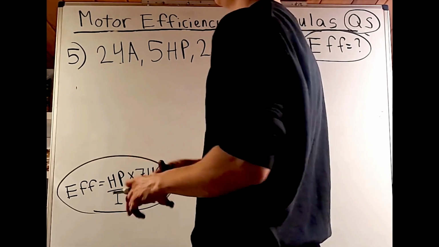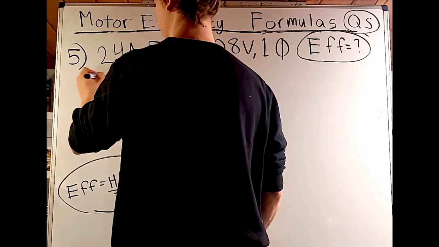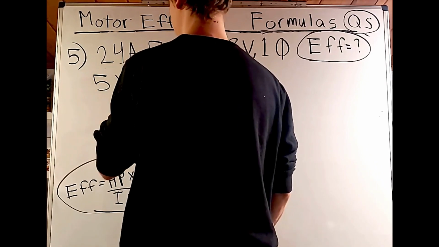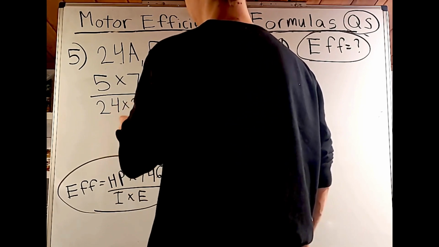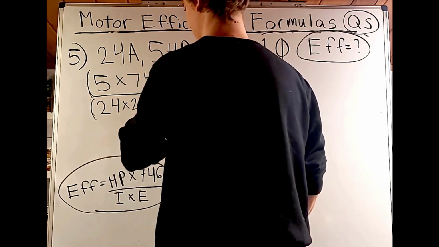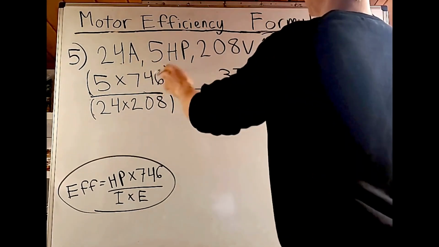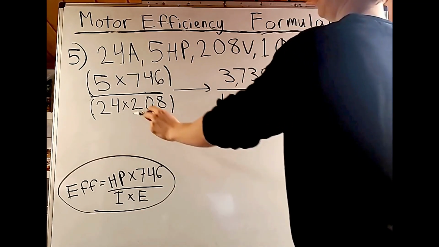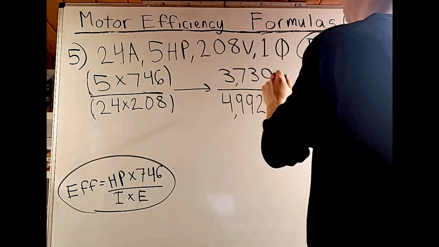Okay, now that we have the formula that we're working with for this question, let's plug everything in. Okay, so we have 5 horsepower times the 746. Okay, and that is over the 24 amps times 208 volts. Multiply the top, then multiply the bottom, and then divide those separate answers. 5 times 746 is going to give us 3,730. And then 24 times 208 is going to give us 4,992.